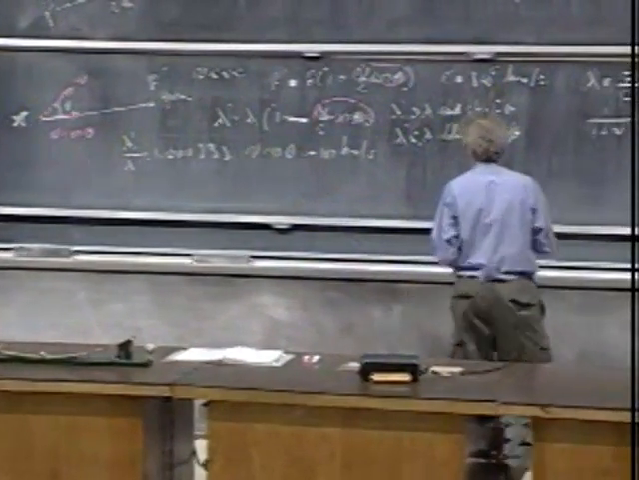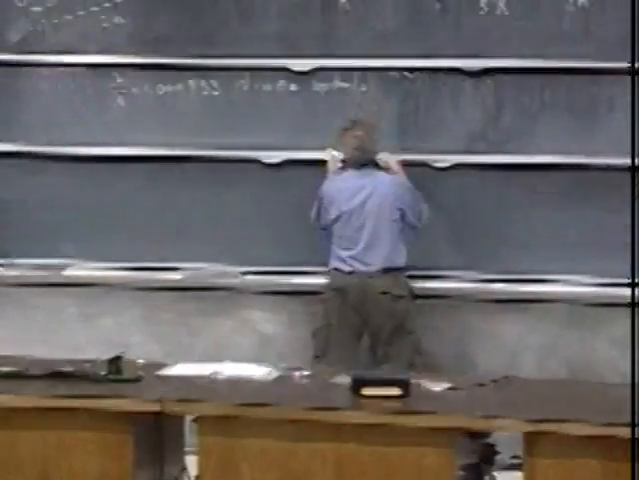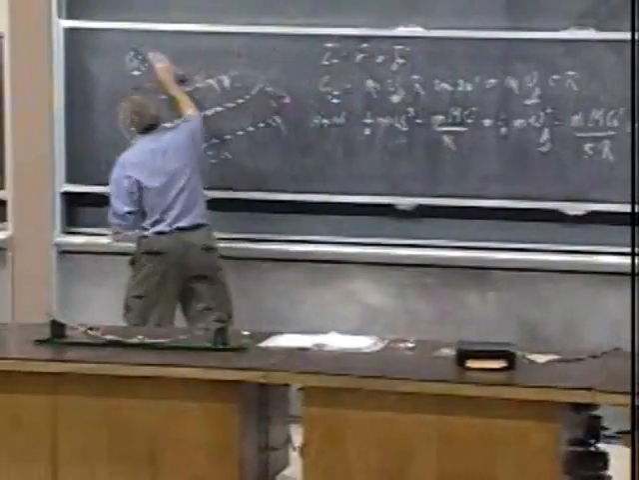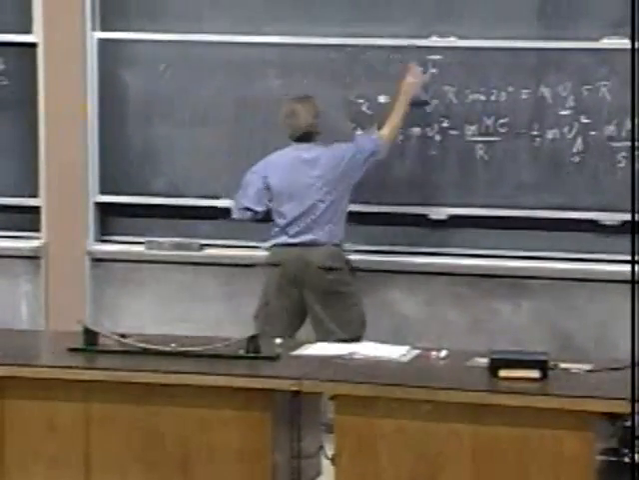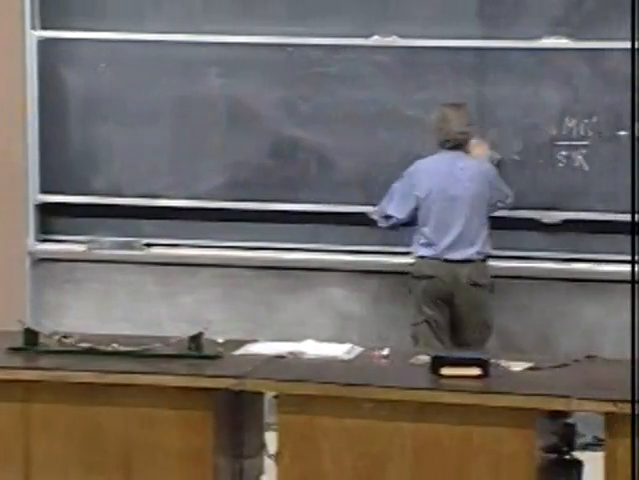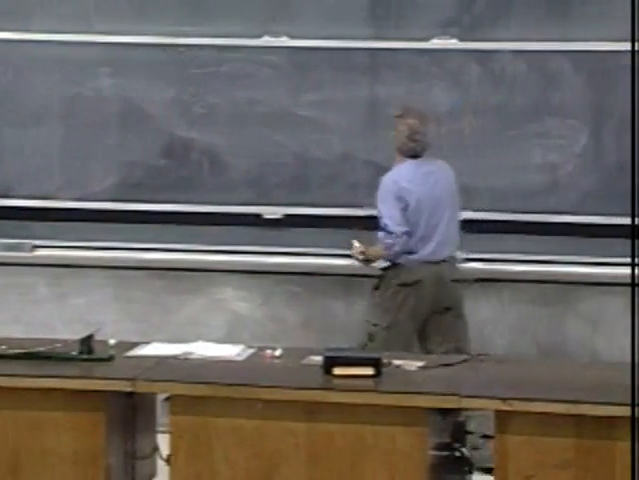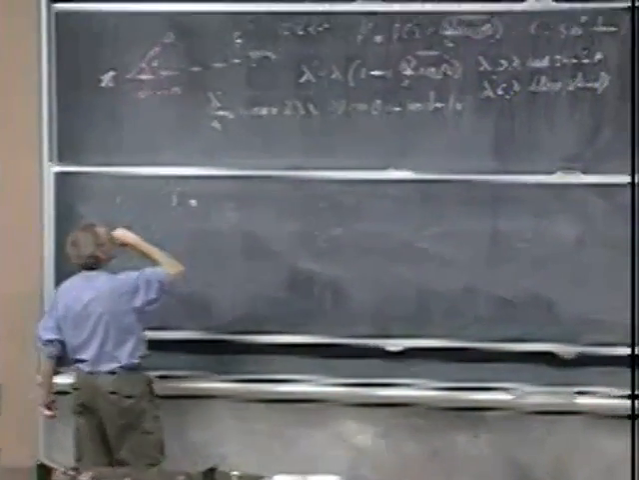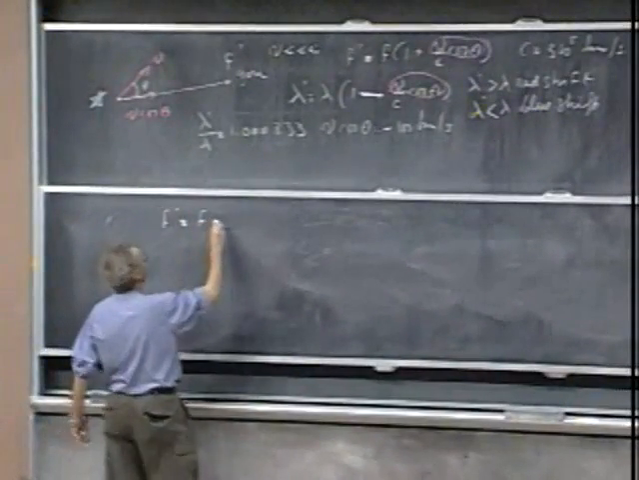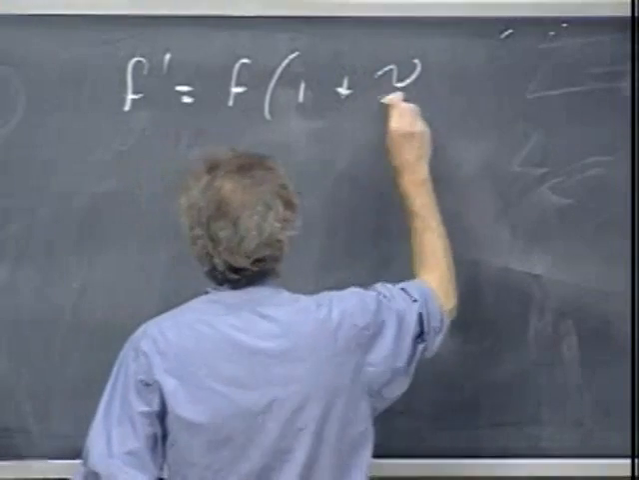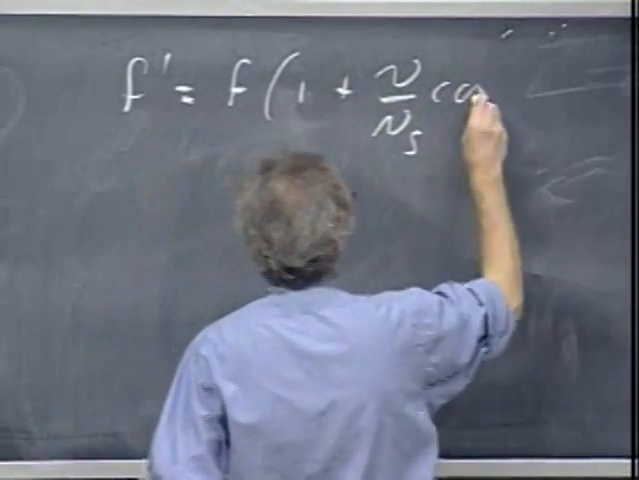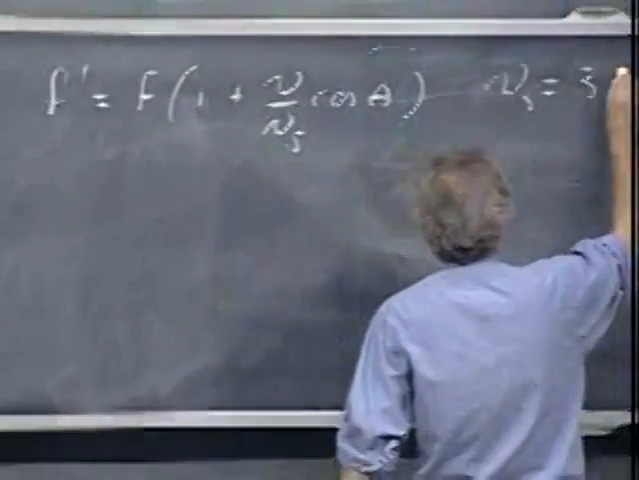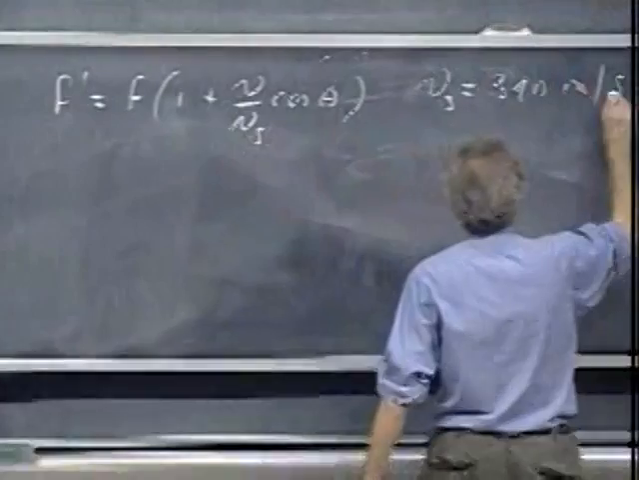If we apply this to sound, then we get a very similar equation. Suppose you sit still and I move a sound source toward you, but you don't move. Then you get the similar equation that f prime, the frequency that you will hear, equals f times 1 plus v over v sound times the cosine of theta. And the sound speed is about 340 meters per second at room temperature.